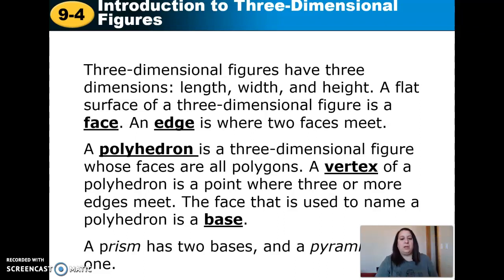Okay. And then finally, the last definition for this slide is the part of the shape that we use to name the polyhedron, called a base. So this is a base. This is a base. They're both the same shape. They're hexagons, so that's what we're going to use to name this particular shape.